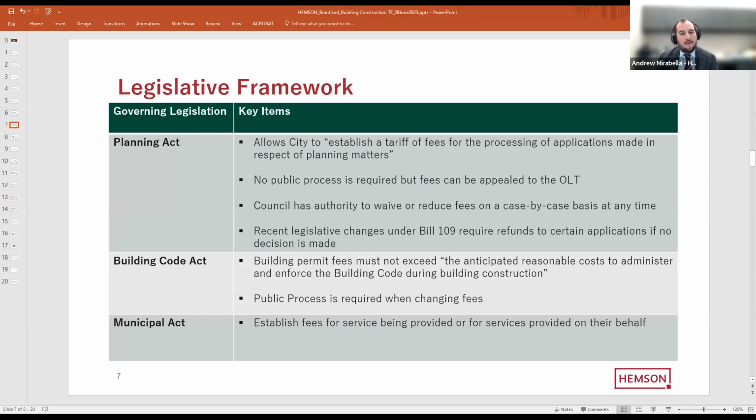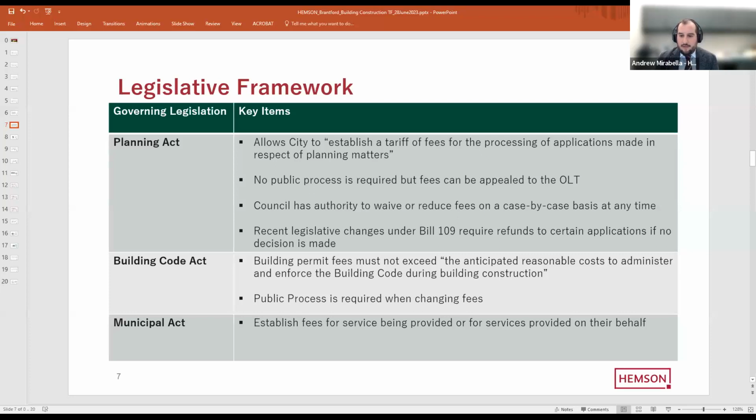There have been some recent legislative changes under Bill 109, which require refunds to certain applications if no decision is made. That Bill 109 process has really put this study at the forefront and is what really initiated a lot of it. This study work is taking into consideration some of those changes, and the city on a go-forward basis will have to work under the parameters of those refund requirements and processing timelines as required under the Act.